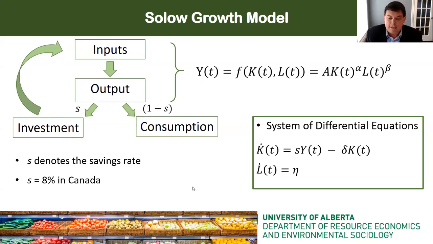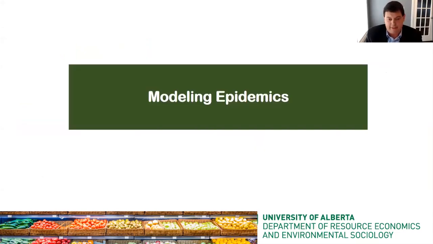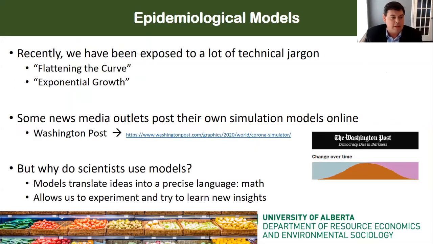So let's move to the second part of the talk, and let's talk a little bit about epidemics. So recently, we have been exposed to a lot of technical jargon. Things like flattening the curve, exponential growth. And some news media outlets even post their own simulation models online. And here I have a link of the Washington Post. You can click here and play around with your own simulation, okay?